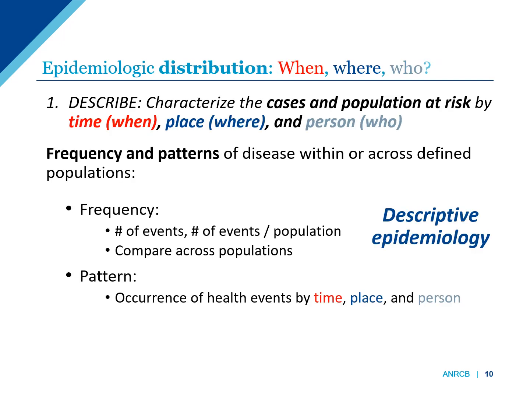We then have to characterize the cases and the population at risk by time, or when the cases occur, place, or where they occur, and by who becomes a case or is at risk of becoming a case. Descriptive epidemiology is this investigation of the frequency of events within and across populations, and the pattern of health events by time, place, and person.